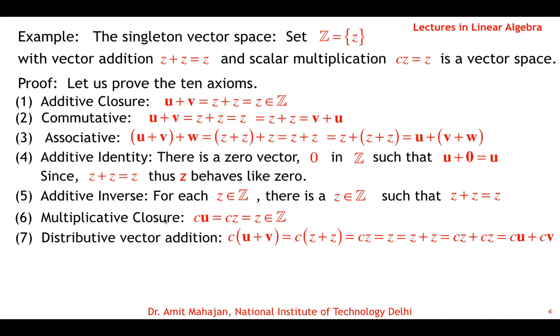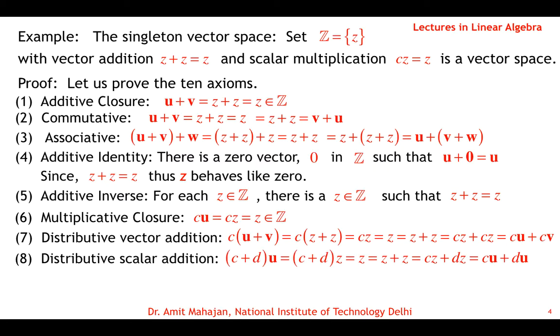The eighth property is the distributive scalar addition. That c plus d times u will be cu plus du, so left hand side is c plus d times u, u is again z. So c plus d times z, and the property says that any scalar times z is z. So this c plus d is a scalar, so scalar times z is z. And then this property backwards, z can be written as z plus z, and then again any z can be written as scalar times z. So we can write the first as cz and the second as d times z, so it is cu plus d times u.